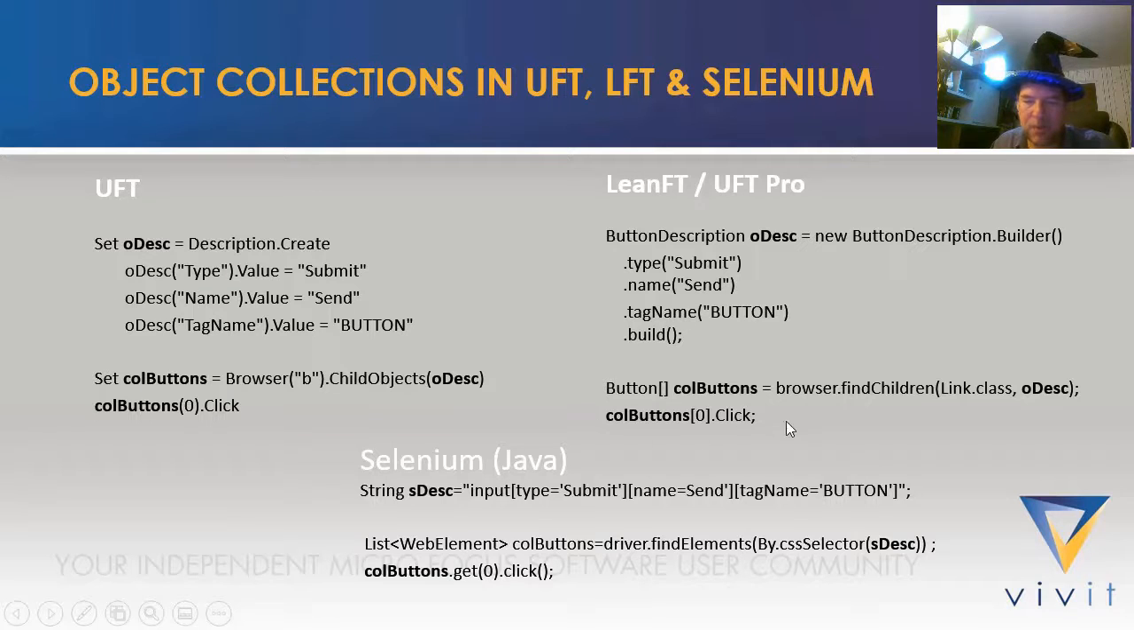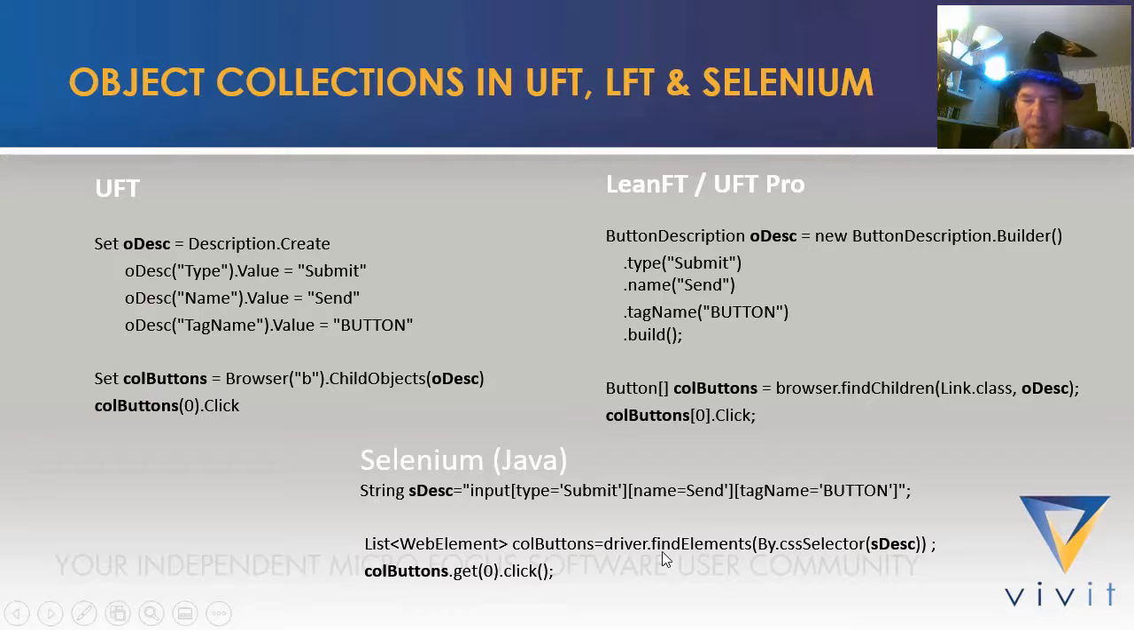In Selenium Java, we can do it this way with a string description: input, type submit, send is the name, and then tag name is button. Oh, look at this. I'm missing one quote, a single quote over there. Bad, Polly, bad slides. All right, and then you get a list of web elements.